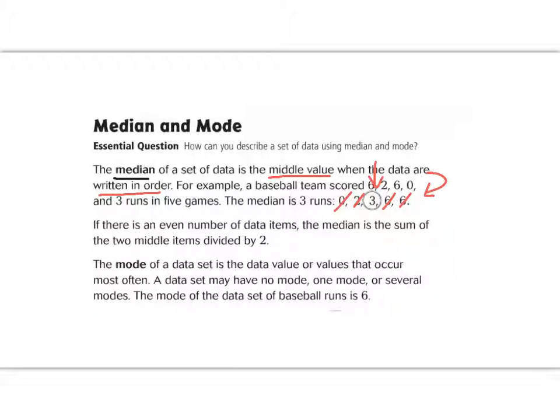If we don't have a middle number because the amount of numbers is even, then we take the two numbers next to each other, we add them together, the sum, and then we divide by 2 to find the middle of the two middles. The mode of a data set is the number that occurs most often. So if we look back to these same numbers up here, you see that we have 0, 2, 3, 6, and 6. So the number that occurs most often is 6. Let's try this out in the Unlock the Problem.